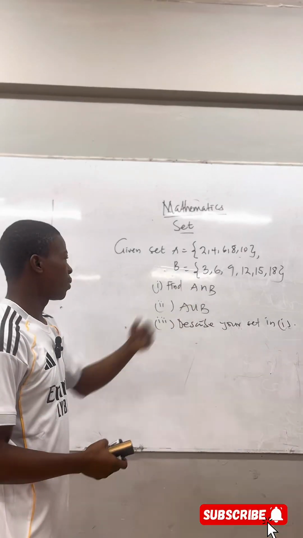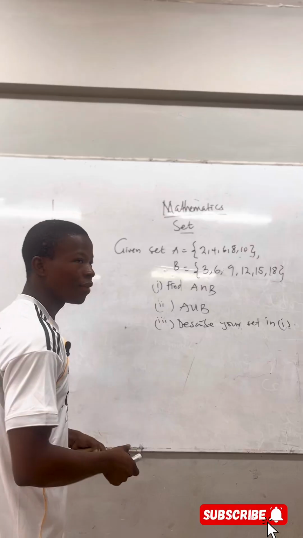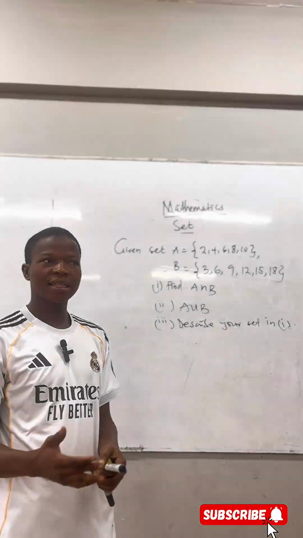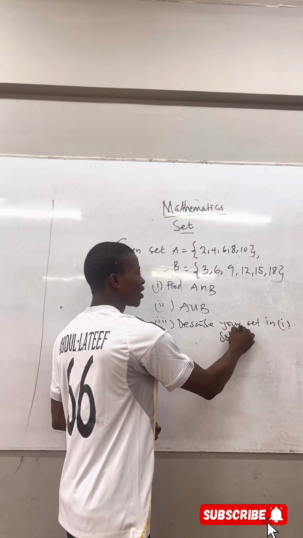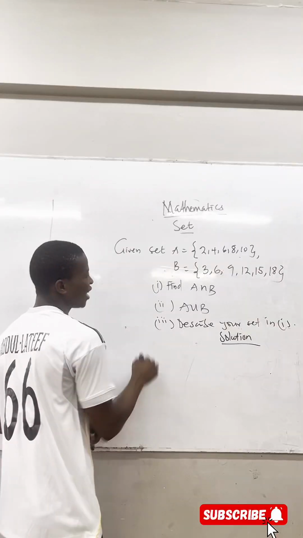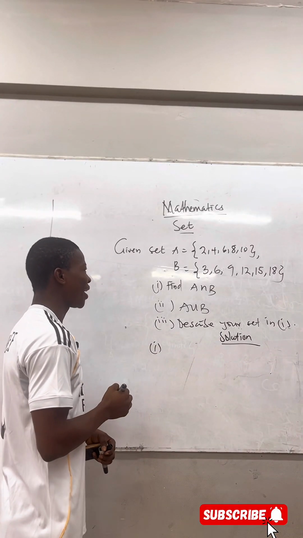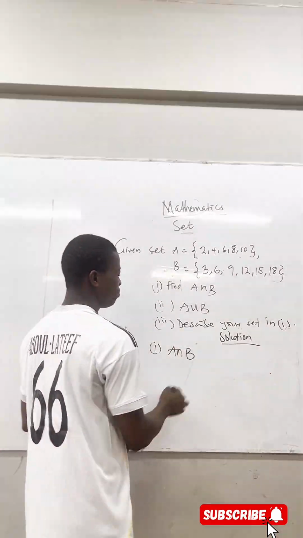The first problem is we should find A intersection B. In mathematics, anytime you are given a problem, please make sure you write your solution. Solution is very important. So you write your solution. You write the question number. So the question number is I. So we have A intersection B.